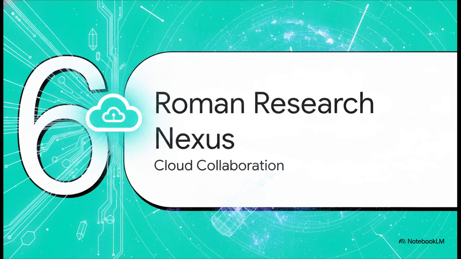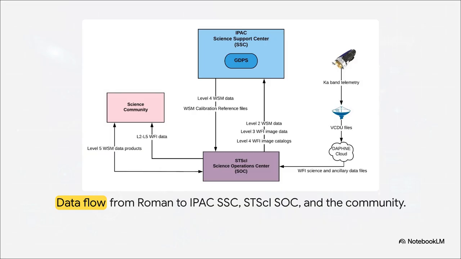Finally, Section 6, the Roman Research Nexus. We've seen all these incredible tools being built, but where will they actually live? Well, this brilliantly illustrates exactly how all of this comes together. Look at this incredible flow of data. It's beamed via Ka-band telemetry from the spacecraft, down to our ground stations, and right into the Daphne cloud. From there, it flows seamlessly into the Science Operations Center at STScI and the Science Support Center at IPAC, where the pipelines we literally just talked about process it from raw levels all the way up to high-level catalogs. And ultimately, those refined, beautiful data products flow directly to the community.